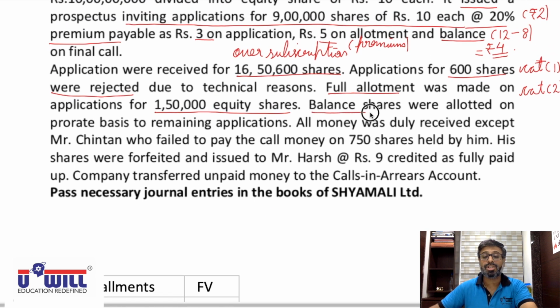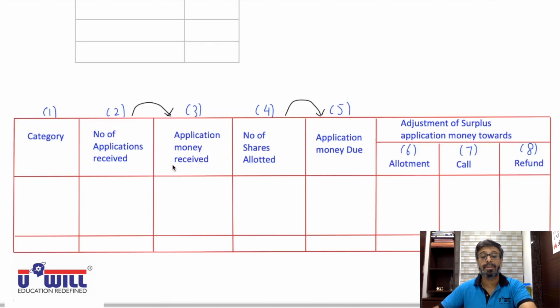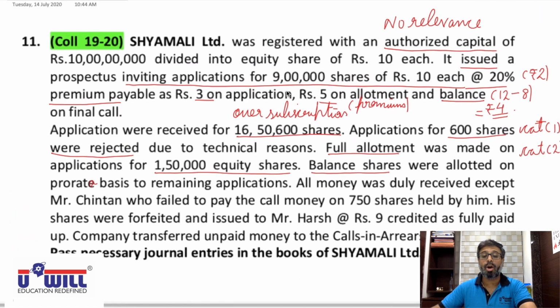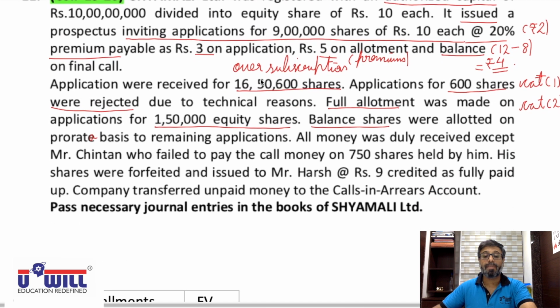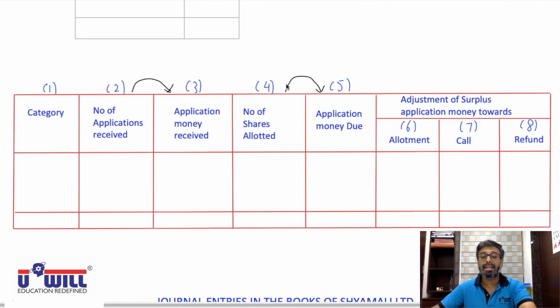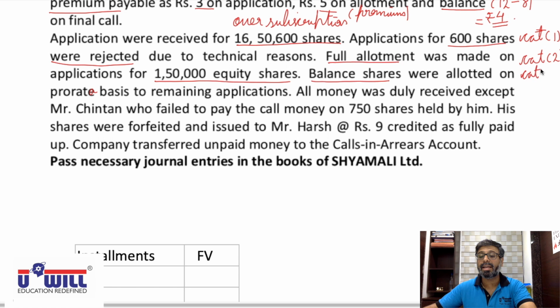And the balance shares were allotted on pro rata basis to the remaining applications. So what we will do? In the total of applications received we'll mention 16,50,600. In the total of shares allotted we will write the issued shares, 9 lakhs, more than that we cannot allot. And then the balance amount we will take as category 3. Whatever amount remains we will take as category 3.